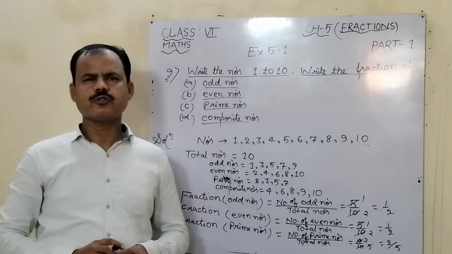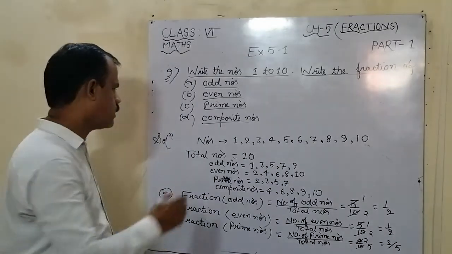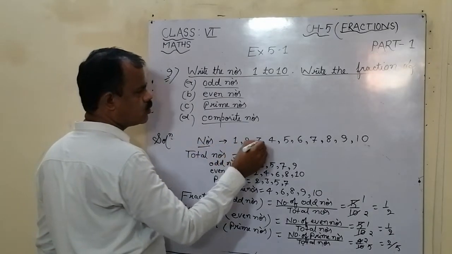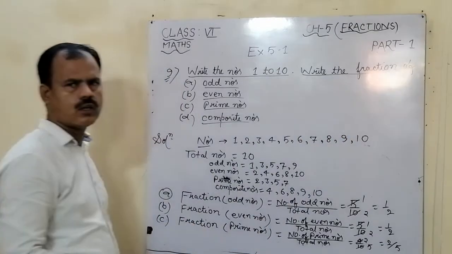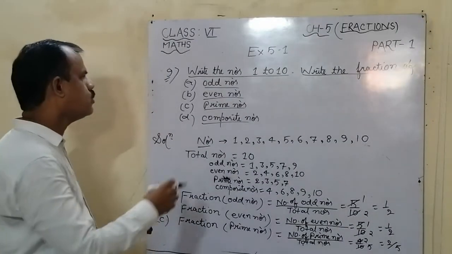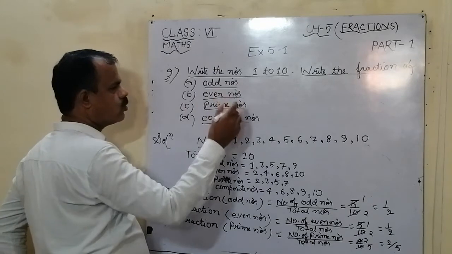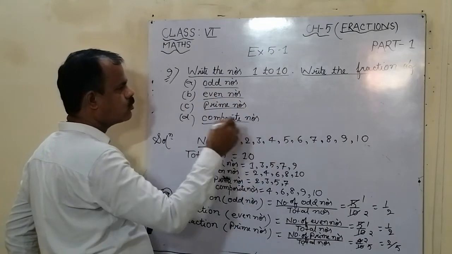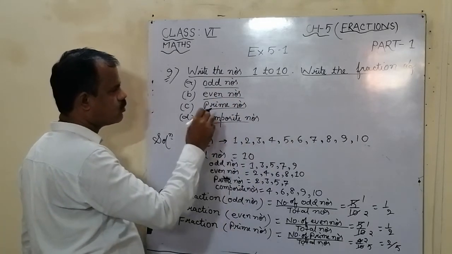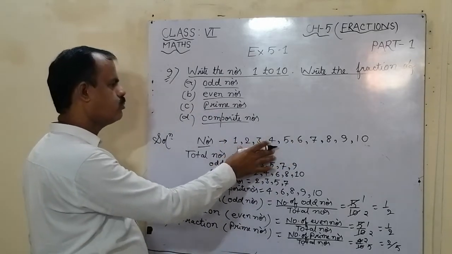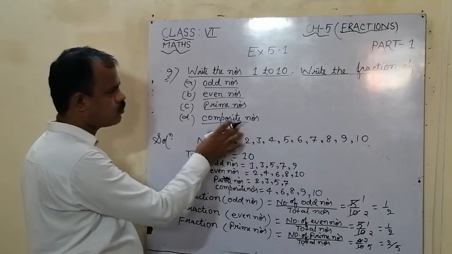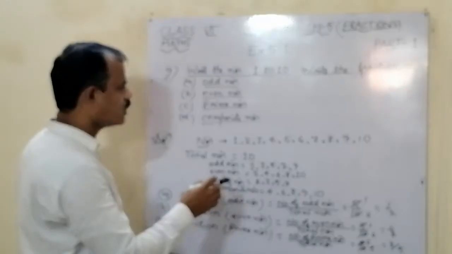First we have to write 1 to 10 like that: numbers 1, 2, 3, 4, 5, 6, 7, 8, 9, 10. Okay. Now we have to find the odd numbers between 1 to 10, even numbers between 1 to 10, prime numbers between 1 to 10, and composite numbers from 1 to 10.